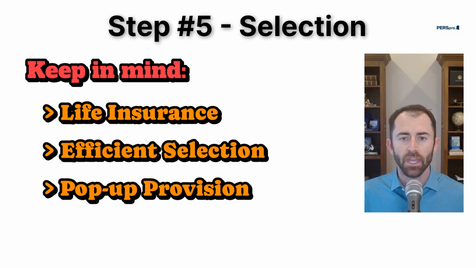Pop-up provision. Remember, if you choose option 2, 4, or 4A and your beneficiary passes away before you, your benefit can pop up back to the maximum option. This protects you from being stuck with a reduced check if the person you are trying to protect is no longer alive or a divorce separates the two of you.